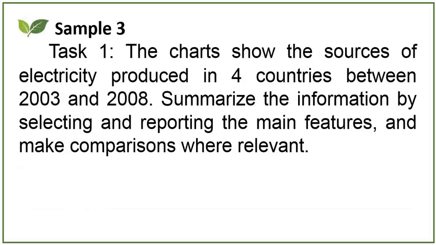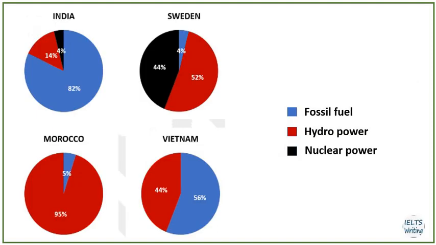The charts show the sources of electricity produced in 4 countries between 2003 and 2008. Summarize the information by selecting and reporting the main features and make comparisons where relevant. Blue, fossil fuel; red, hydropower; black, nuclear power.